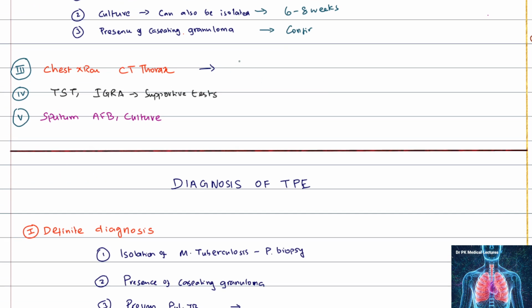Chest X-ray shows only the features of pleural effusion. It is very difficult to identify the pulmonary focus. CT thorax may show some minimal pulmonary infiltrate along with the features of pleural effusion. Then tuberculin skin test, interferon gamma release assay are supportive tests for tuberculosis. Sputum AFB and culture are always negative.